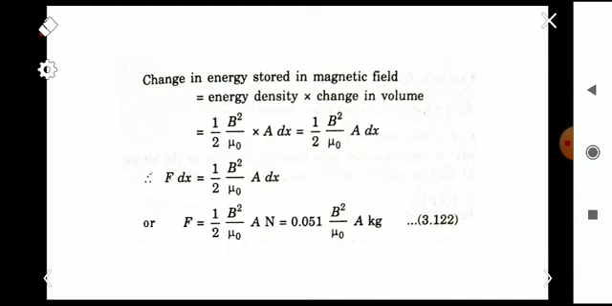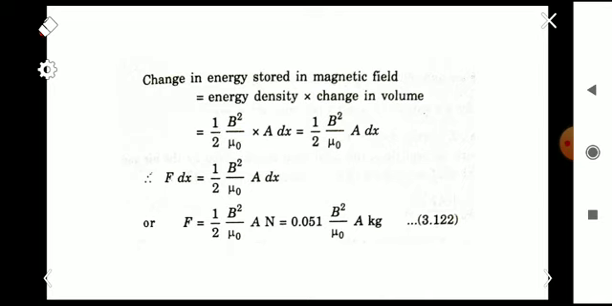For finding the change in energy stored in the magnetic field, the equation is energy density into change in volume. For energy density we can substitute half B square by mu 0, and for change in volume we substitute A into dx. This is the equation for energy density, half B square by mu 0.